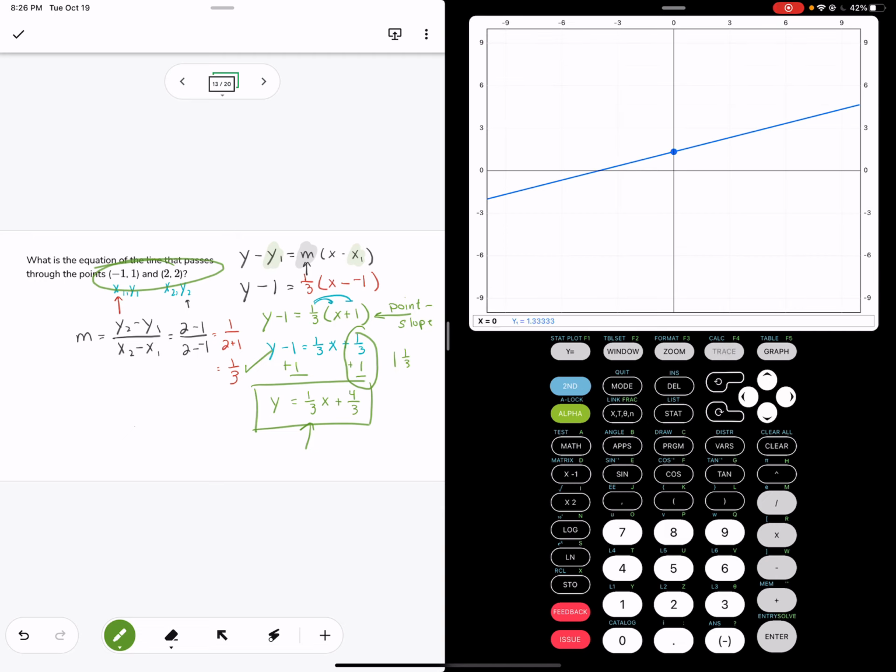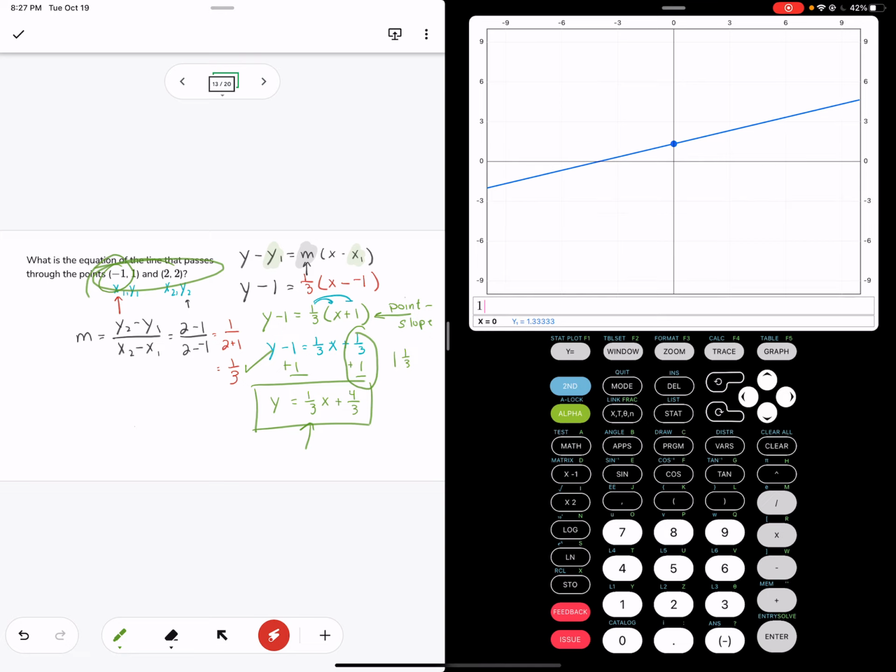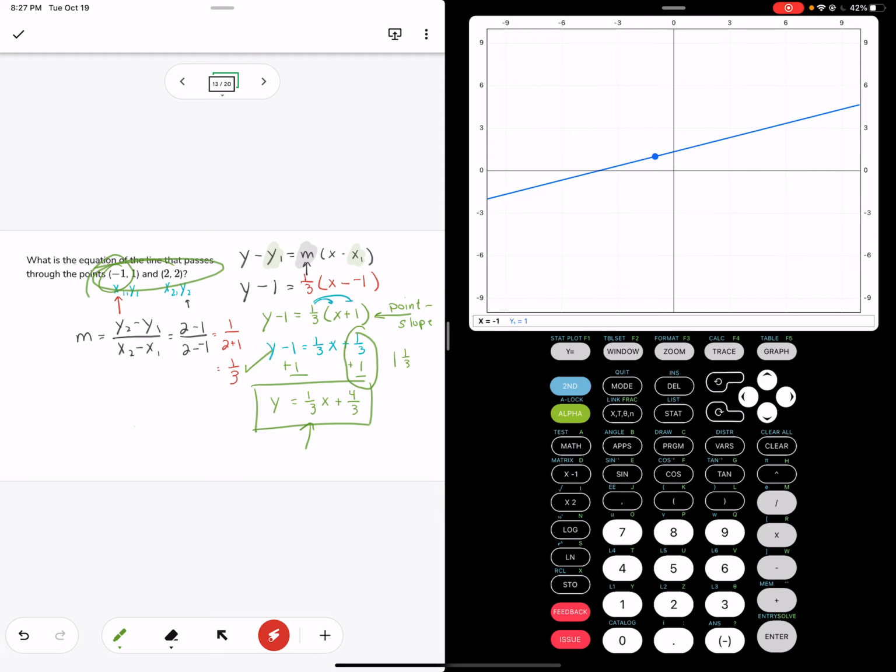Then I'm going to hit the trace button, and I'm going to type in -1, this first part, and see if the y value is 1. And you can see down there at the bottom of the screen, it says when x is -1, y is 1. So it goes to that point. And if I type in 2 and hit enter, it tells me when x is 2, y is 2. So it goes to that point. I'm guaranteed to have the right line.